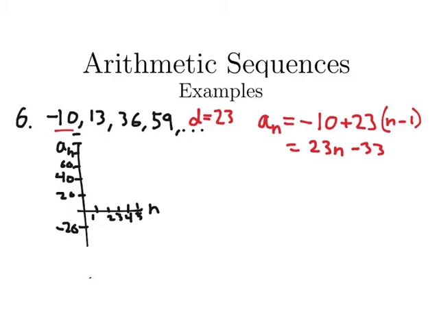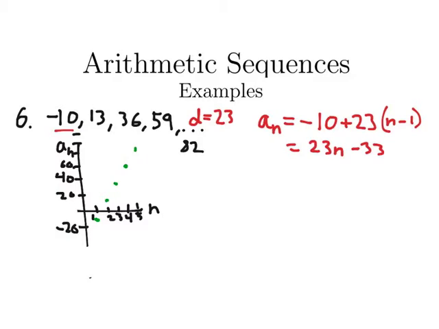And now, before we continue, we have to find the 5th term of this sequence, which, as we did in number 2, is 59 plus 23, or 82. Now I can plot the points. When n is 1, or the first term, a sub n is negative 10. And when n is 2, it's 13. When n is 3, it's 36. When n is 4, it's 59. And when n is 5, it's 82.